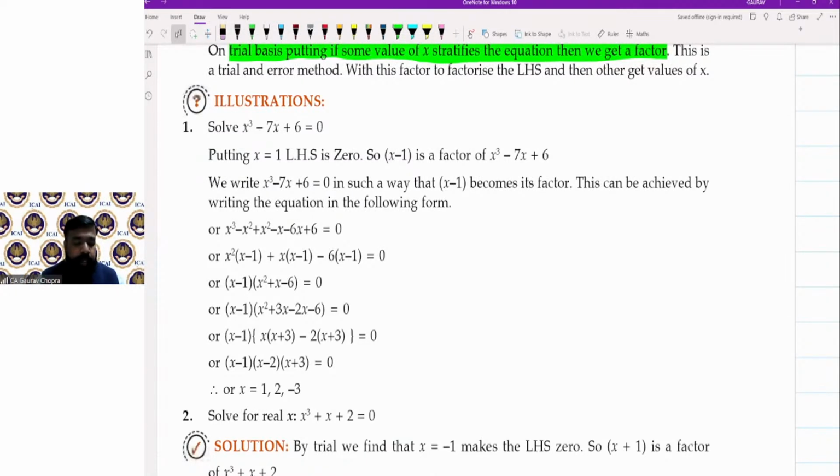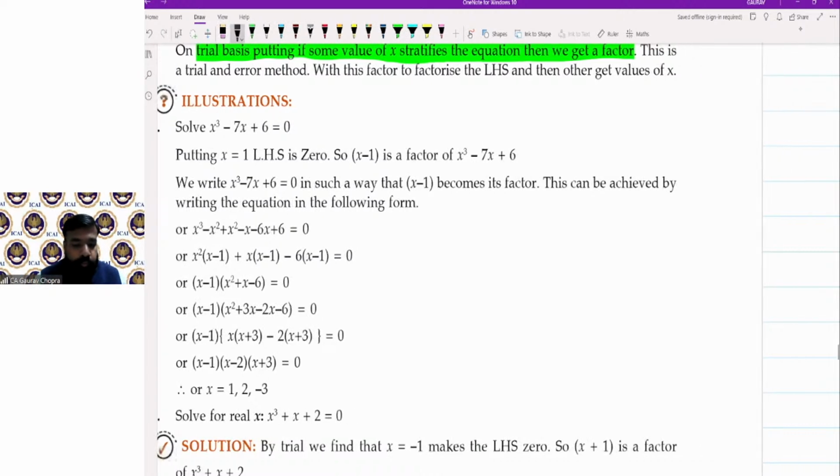So we have available x cube minus x square minus 7x plus 6 equal to 0. Now we don't know which value will satisfy it. Let's try with 1. We are trying with 1. So 1 cube is 1, minus 7 into 1 is 7, plus 6. So yes, luckily we are getting the same result. That means 1 is satisfying the equation. 1 is satisfying the equation.